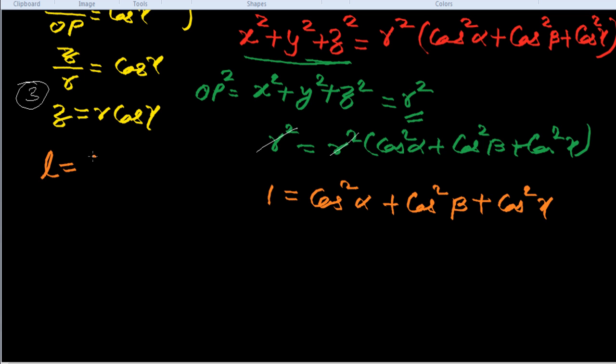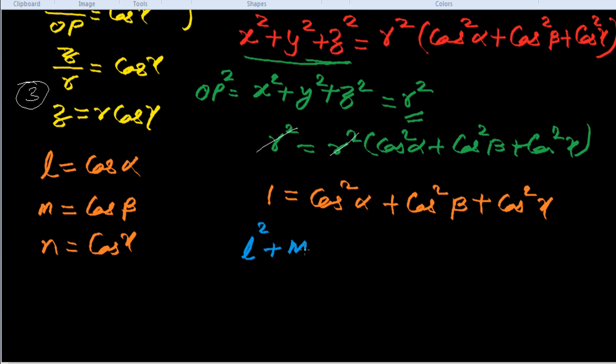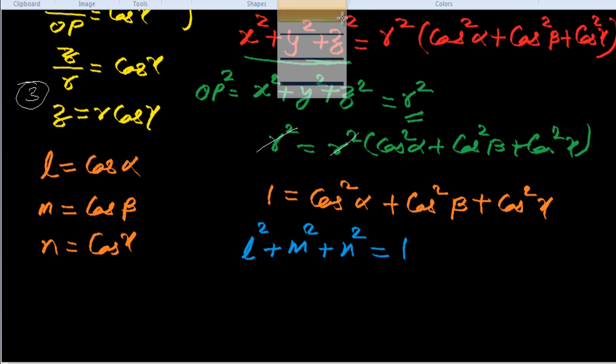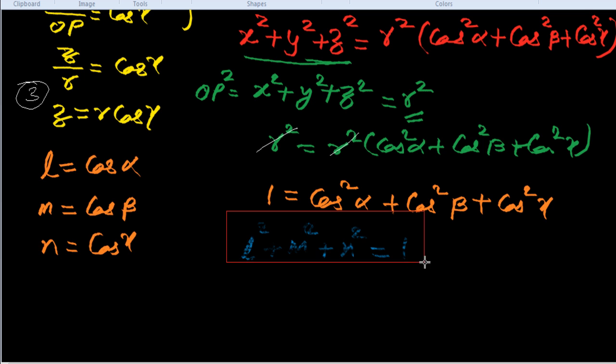l is equal to cos alpha, m is equal to cos beta, and n is equal to cos gamma, we can also write this formula in this way: l square plus m square plus n square is equal to 1. So this is also one way by which we could easily find the direction cosine.